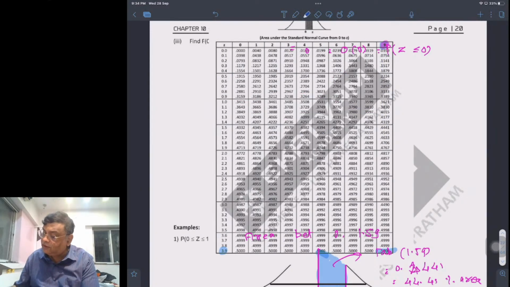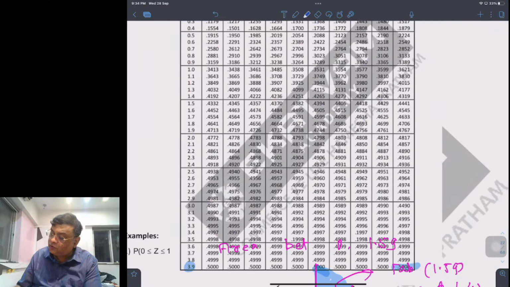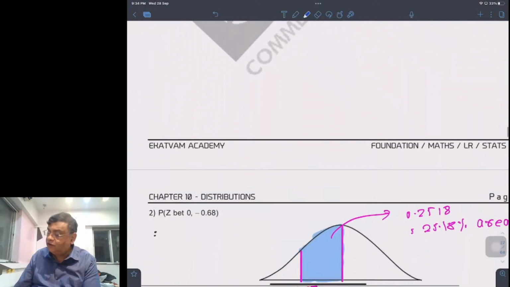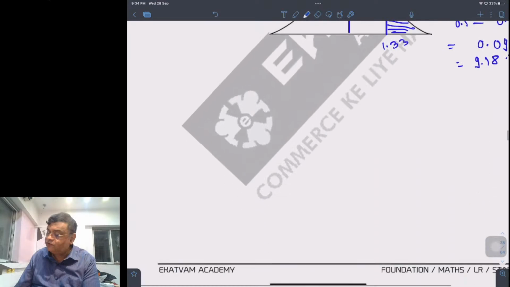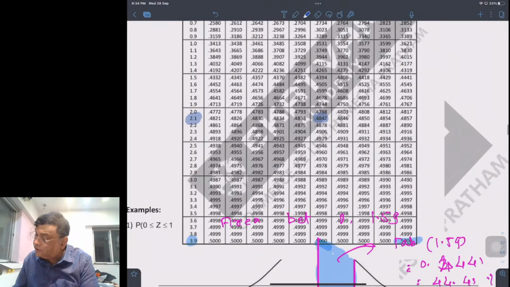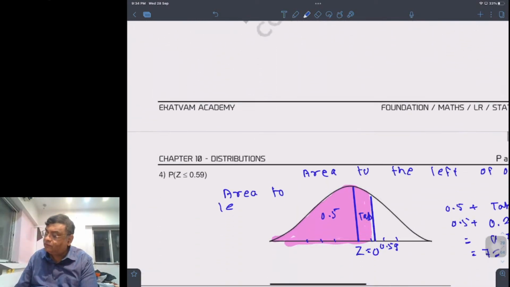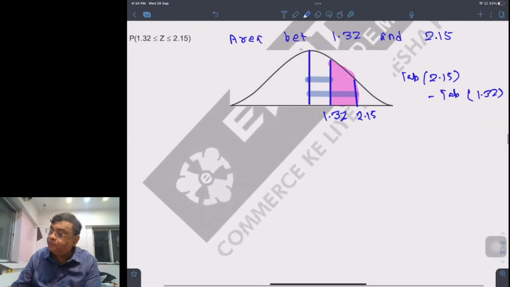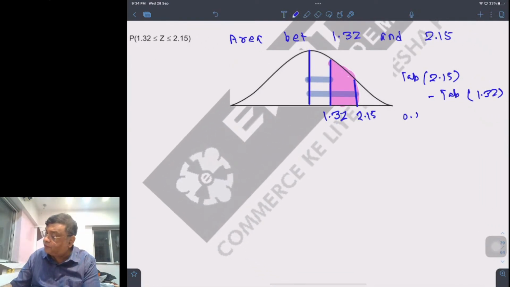2.15 की टेबल वैल्यू अगर मेरे को ढूंढना है तो मैं कैसे ढूंढूं? ये 2.1 है और 2.1 के लिए ये 5 की वैल्यू है, and this value happens to be what? It happens to be 0.4842. Now, if that is true, 0.4842, see the value again. 0.4842 is the table value for what? 0.4842 is the table value for 2.15. So 0.4842. Now that matters.